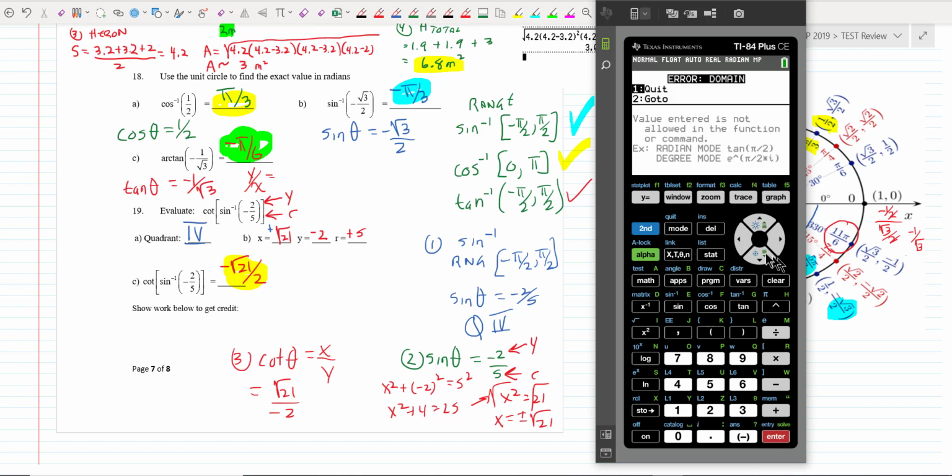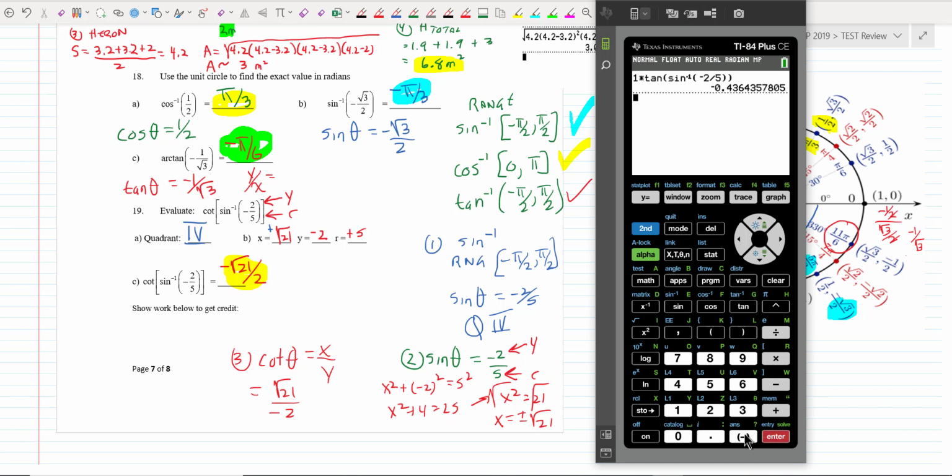Did I put something in here wrong? Oh, I put the wrong thing in. Gosh. Okay, no wonder. Let's try again. 1 divided by tangent is the cotangent, and then we do the inverse sine of negative 2/5. Not the answer. Come on, teacher. Okay, there we go. All right, so we get this.